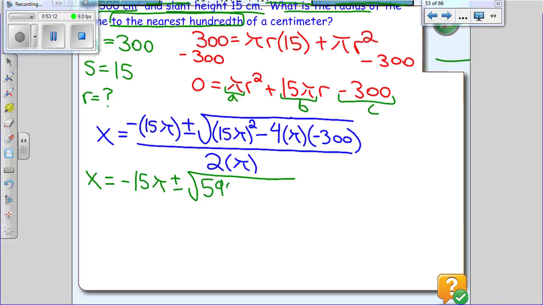My question for you before you leave: am I going to need to do the positive or the negative version of this question? You could do both, but if I have a negative minus a number, I'm definitely going to have a negative. Would a negative slant height make sense? No. So you only need to do the positive, because that's the only answer that'll matter.